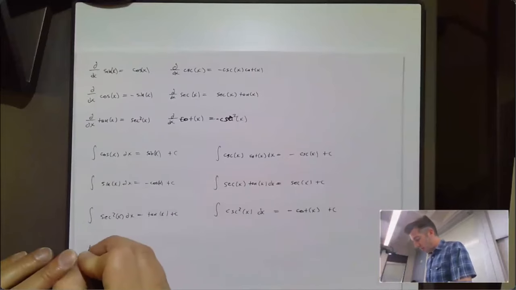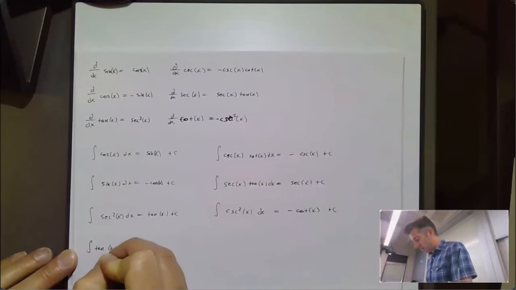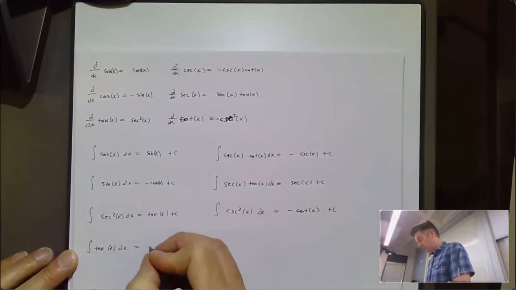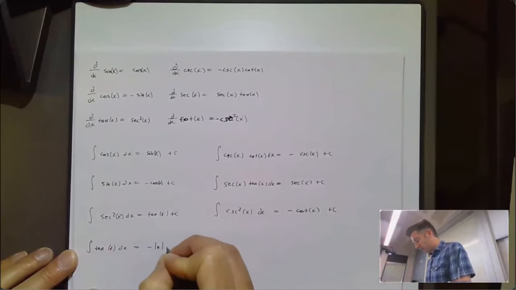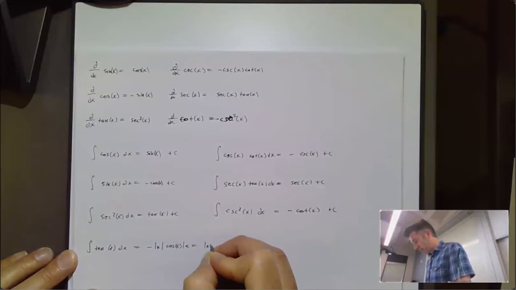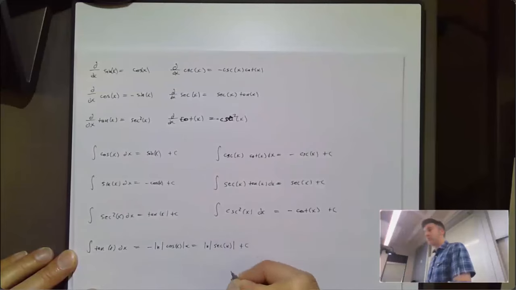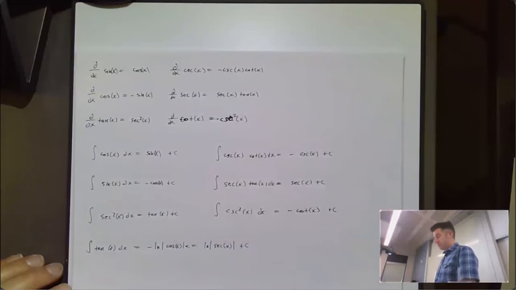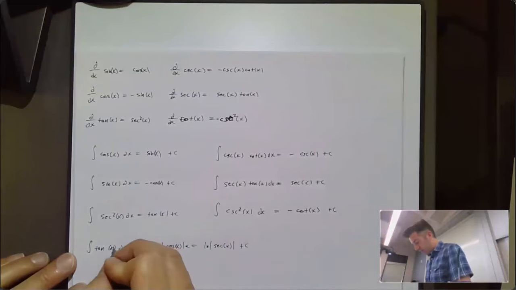The integral of tangent of x is either the negative natural log of the absolute value of cosine of x, or the positive natural log of the absolute value of secant of x. Either answer is perfectly acceptable. Some people just prefer one way versus the other.